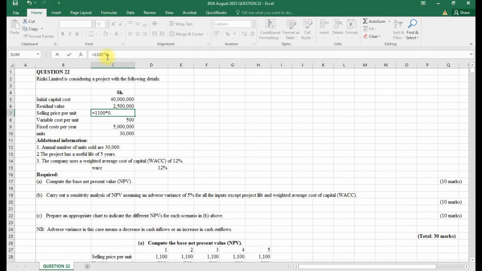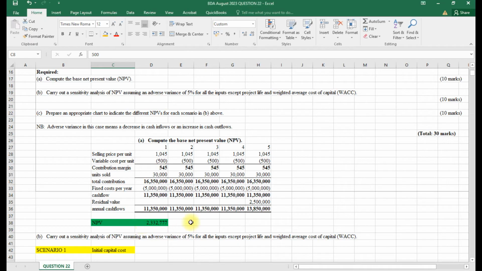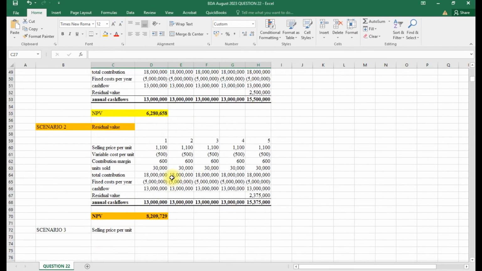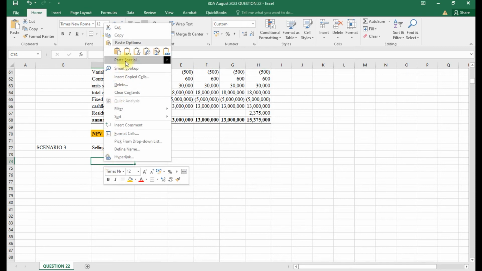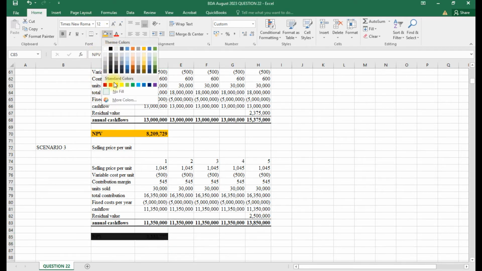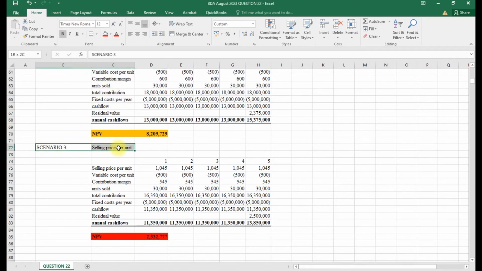0.95. It will reduce, and we'll find that again it will affect our NPV. Again, I copy this and paste it here, and I will bold this, and even this one I will bold it and change the color so that at least it can be visible. That is our scenario 3, where we have changed the selling price.